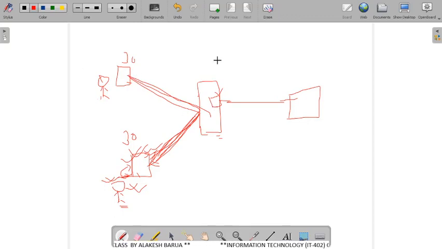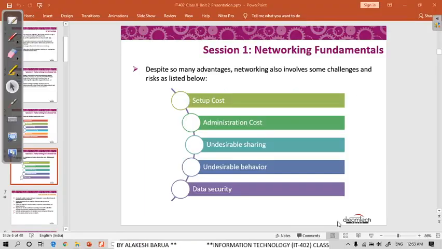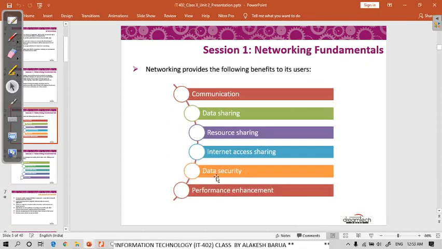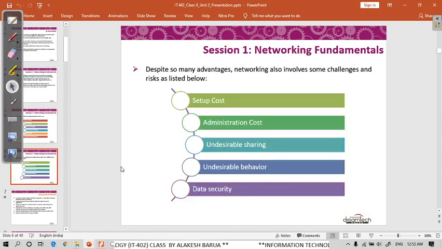If these computers are not connected in a network, then the virus will only infect this computer. It cannot infect these two computers. But if these computers are connected using a network, then obviously the virus is going to affect these computers too. That is why data security is reduced in networking. However, if you take data security seriously in a network, then data security as a disadvantage can be reduced. But still it is a disadvantage.